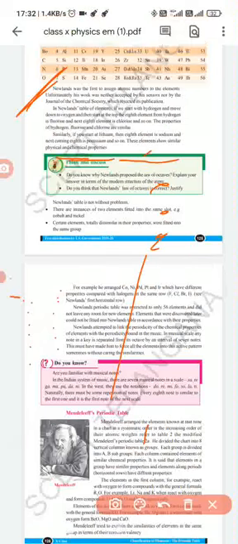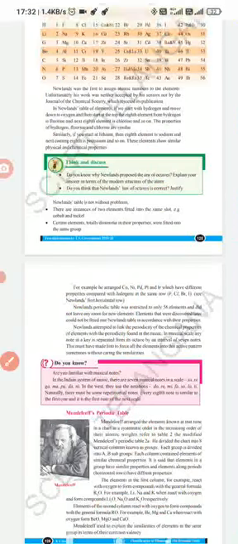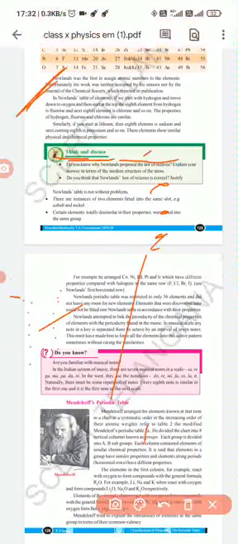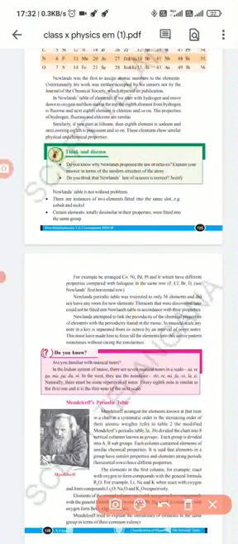I am explaining here. Newlands' elements discovered later could not be fitted into the Newlands table in accordance with their properties.